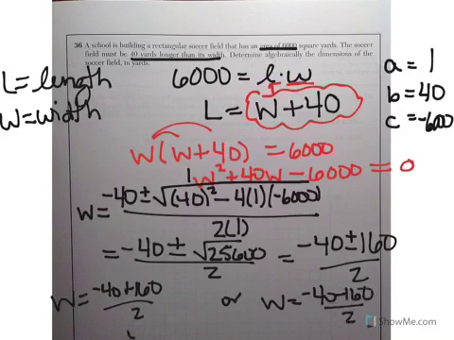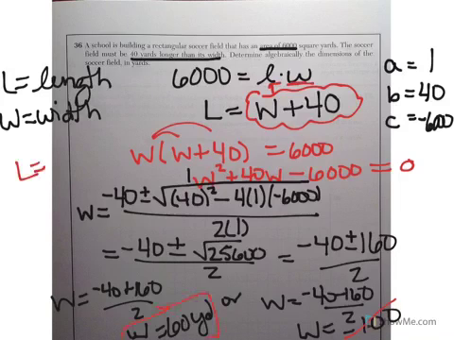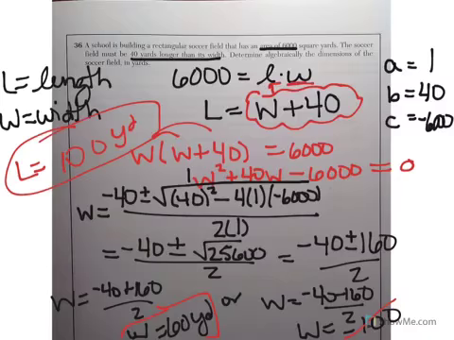Well, this over here gives us an answer of w equals 60 yards, and this one gives us an answer of w equals negative 100. But we can't have a negative 100 width, so our width is going to be 60 yards, and then to find the length, we can just plug it into our formula. Our length formula is w plus 40. Well, 60 plus 40 is 100, so our length is 100 yards and our width is 60 yards.